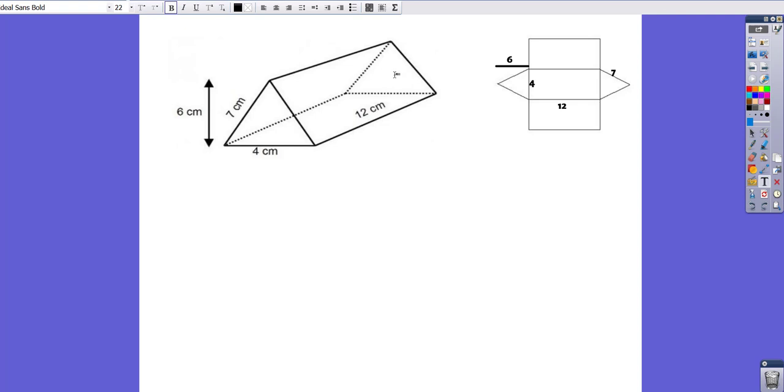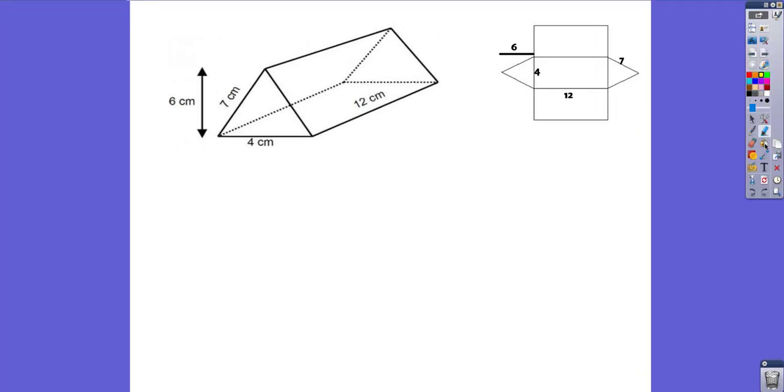Okay? Now to find the total surface area, that means I'm going to be finding the area of all of these sides and then adding them together. To find the lateral surface area means that I'm going to find the area of all of these sides except for the bases. So the very first thing that I want y'all to do each time is go ahead and shade in your bases. That way we don't make any silly mistakes.